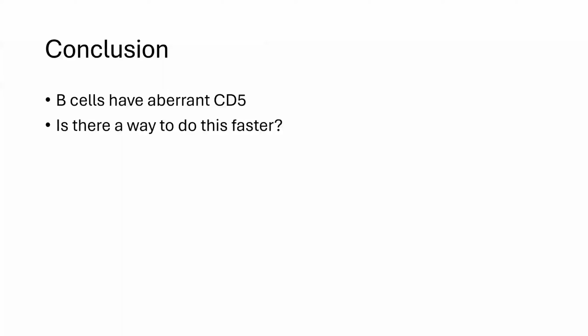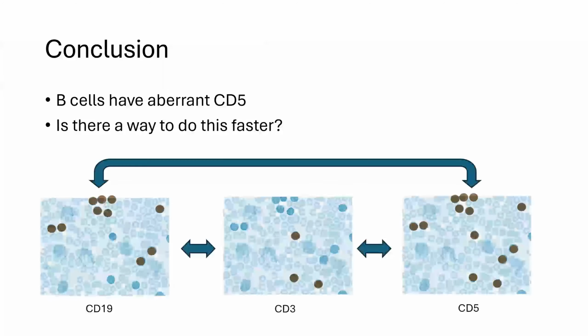And putting these together, we can make the conclusion that B cells have aberrant CD5. However, is there a faster way to do this? Using individual IHC, we had to compare between CD19, CD3, CD5, back to CD19, comparing slide and going back and forth to figure out which population had which stain.